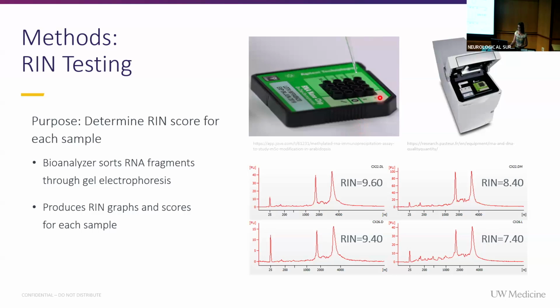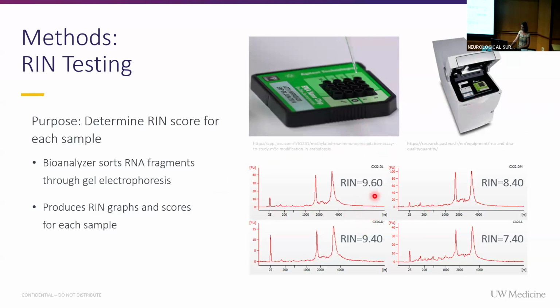If you can see that, it's pretty small. And then we load the chip into the bioanalyzer. And what happens is there's an individual electrode for each well. And there's an electrical current that sorts the RNA fragments by length. And you end up with these lovely graphs here. So these are some graphs from the samples that I processed this summer.